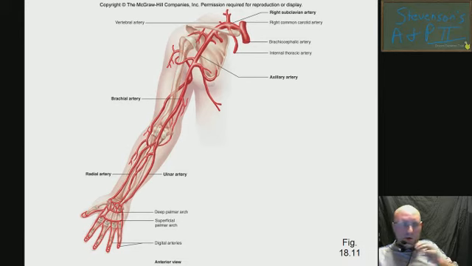Okay, so here we can look at the arteries of the upper limb. So we see the axillary artery. It branches and becomes the brachial artery. Very important to know those: axillary, brachial, radial, ulnar. Subclavian, you better know subclavian from every possible angle that you can.